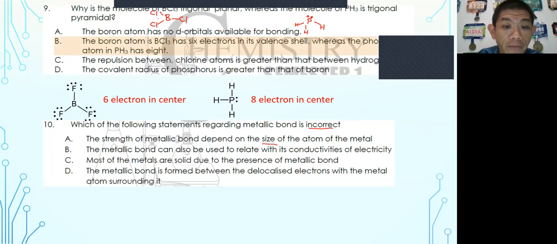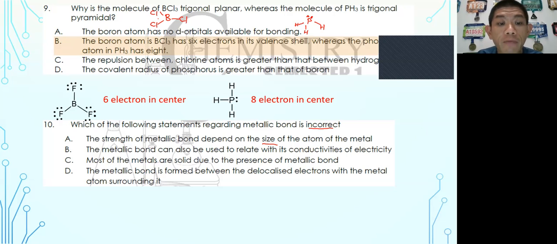Whereas B, metallic bond can be related to its electrical conductivity. Yes, the greater the number of delocalized electrons, the greater the electrical conductivity. This will explain why transition metals have a greater conductivity compared to main group metals. Number C, most metals are solid due to the presence of the metallic bond.